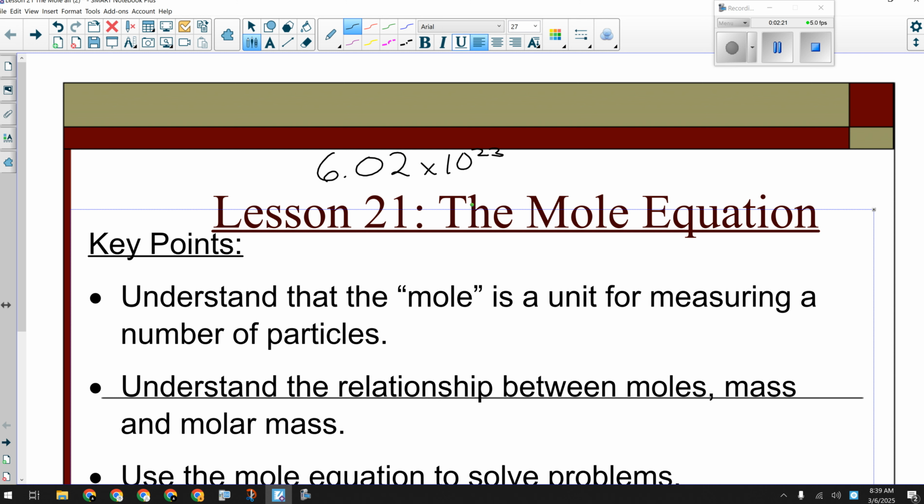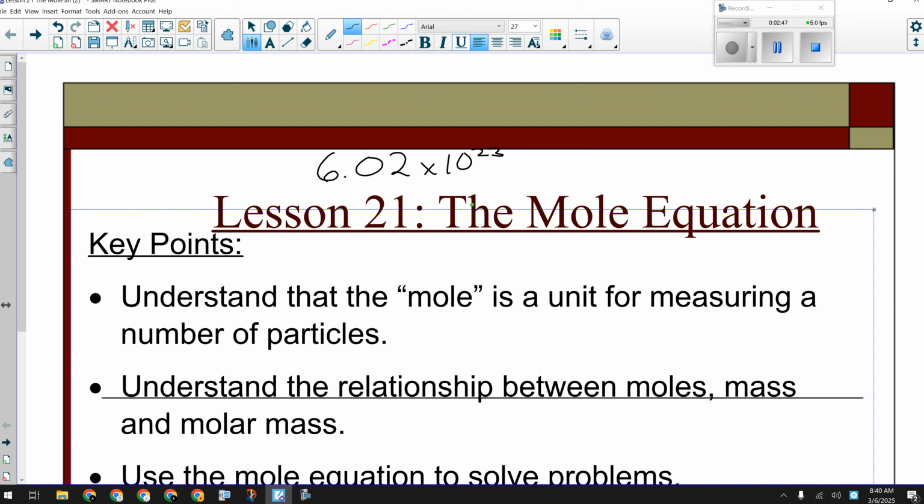But a mole always means that many. It doesn't matter whether I have a mole of sodium, a mole of oxygen, or a mole of iron. If I have a mole, that's how many I have. In the same way that it doesn't matter if I have a dozen eggs or a dozen donuts, I have 12. A mole is always that number. Does that sort of make sense?